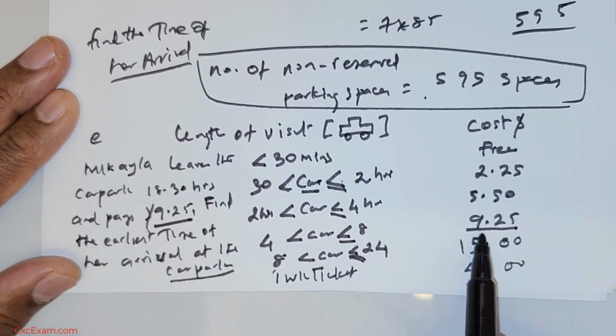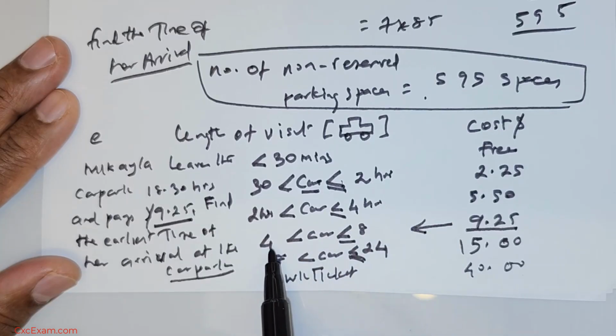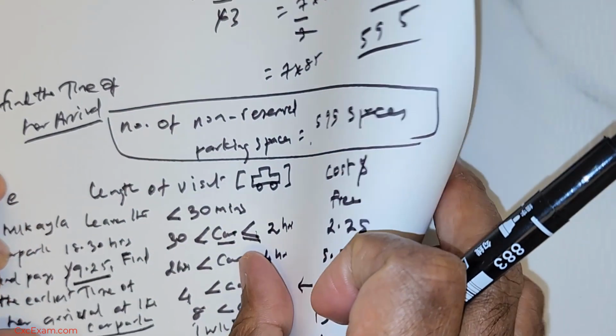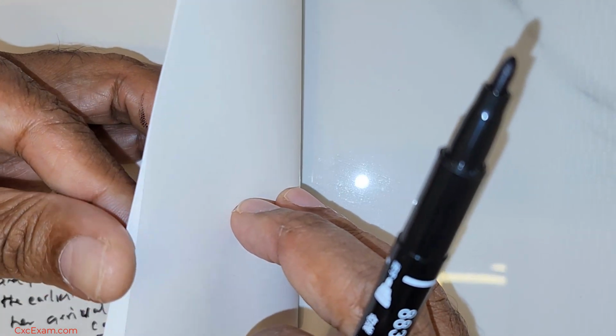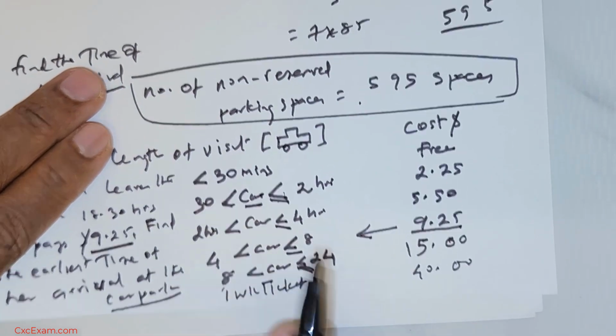Now for that you go to the table and find out the cost. It states that $9.25 is charged when the car is at the spot for 8 hours or less than 8 hours. So this is an approximation between 4 and 8 hours, and this is the amount charged. Now what we need to do is take that time as 8 hours.